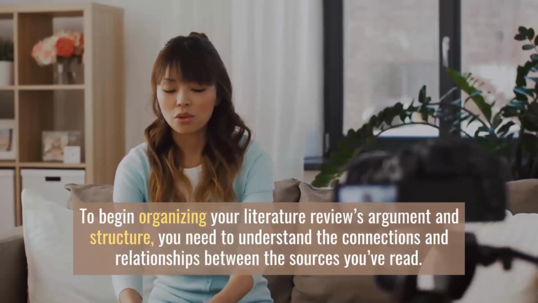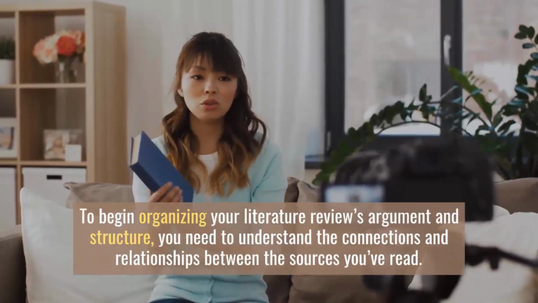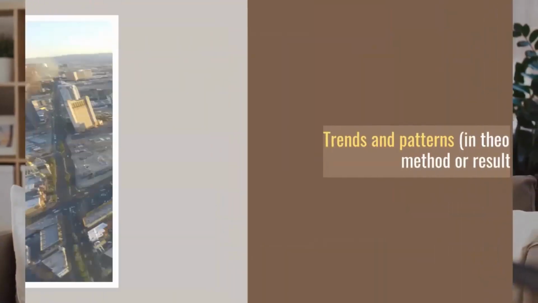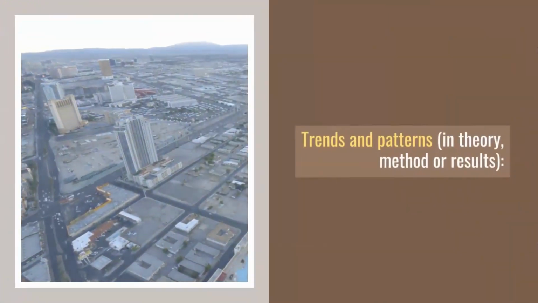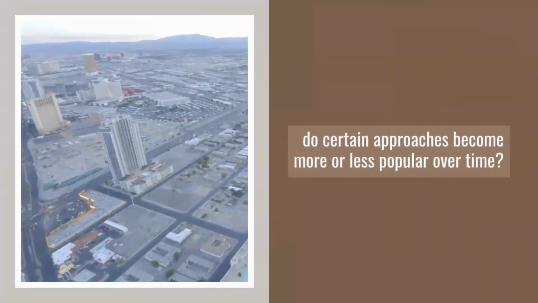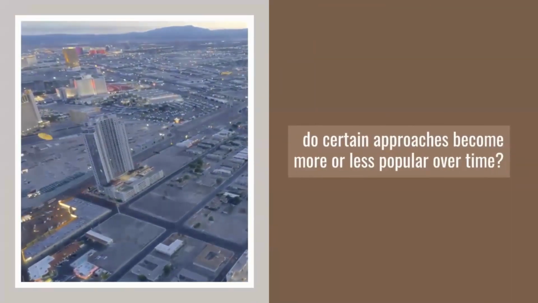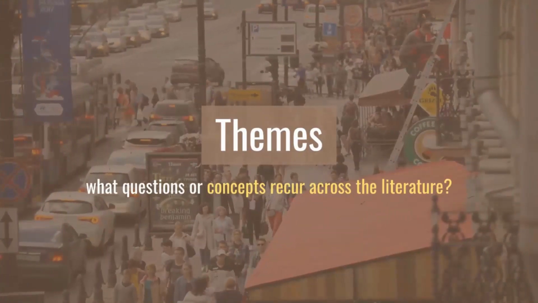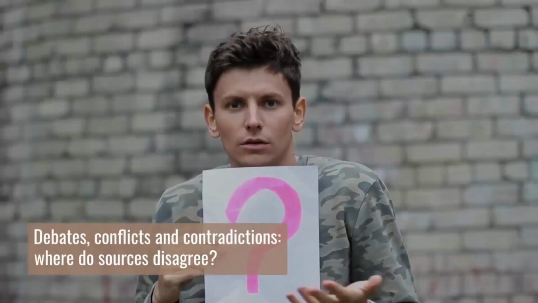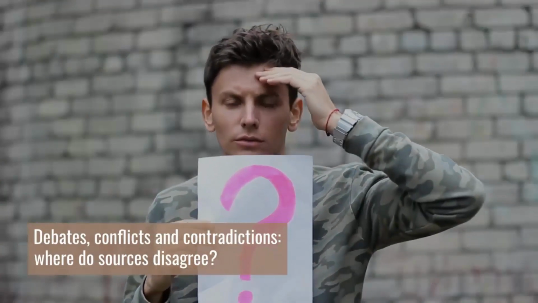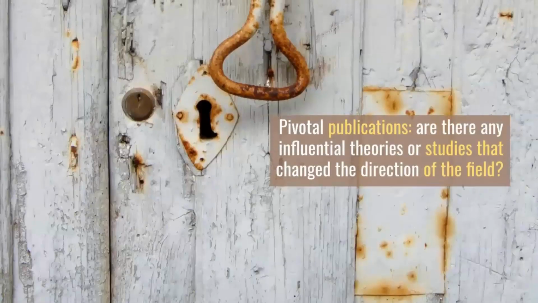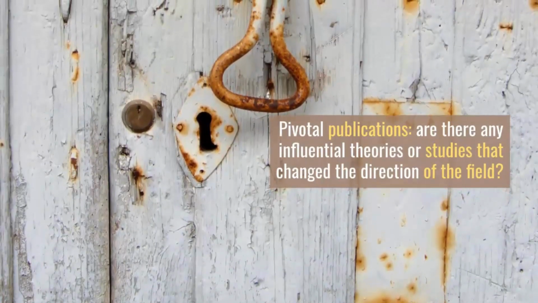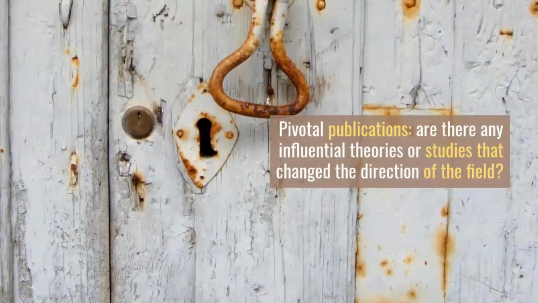To begin organizing your literature review's argument and structure, you need to understand the connections and relationships between the sources you've read. Based on your reading and notes, you can look for trends and patterns in theory, method, or results. Do certain approaches become more or less popular over time? Themes: what questions or concepts recur across the literature? Debates, conflicts and contradictions: where do sources disagree? Pivotal publications: are there any influential theories or studies that change the direction of the field?